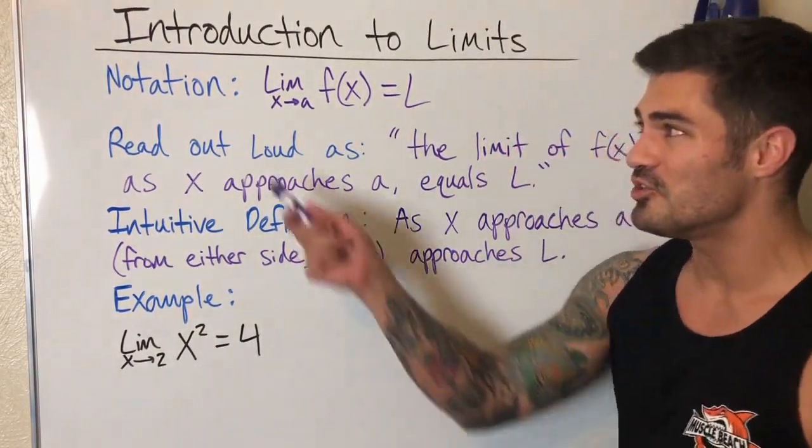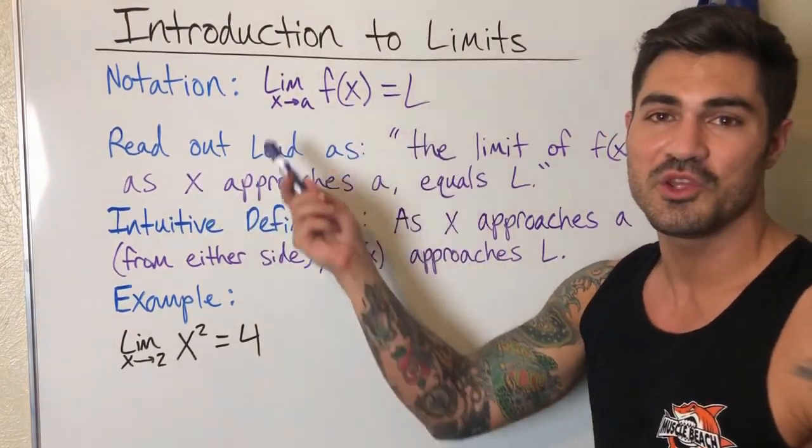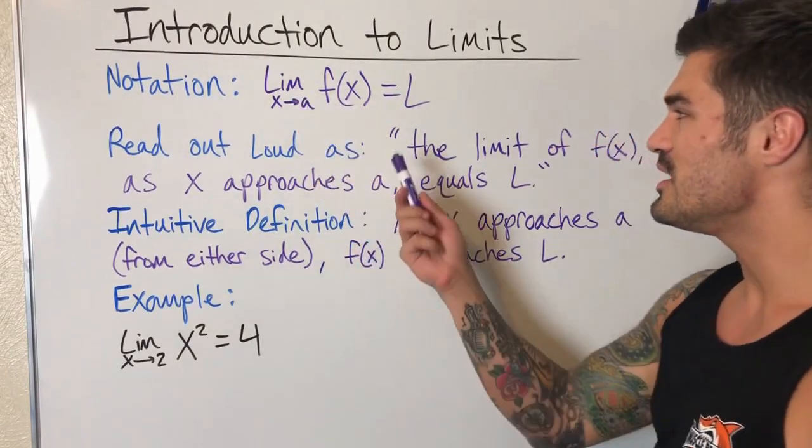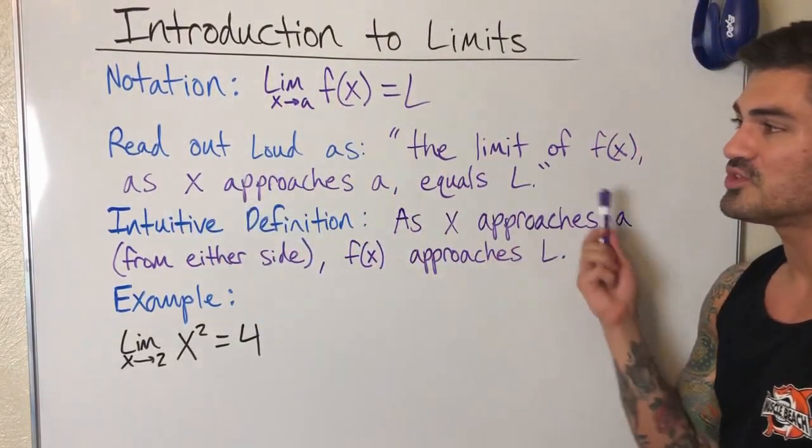But first things first, we gotta look at notation. So this is how this is read out loud, and you'll have to get very familiar with this. You'll see it a lot. The limit of f of x as x approaches a equals L, okay?